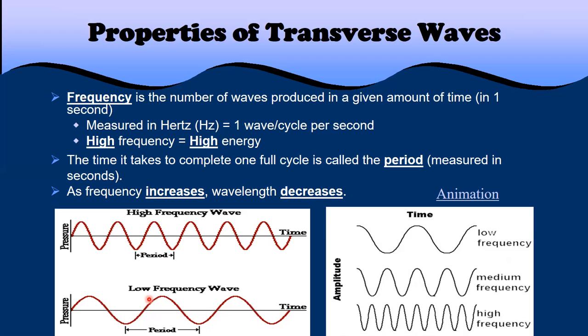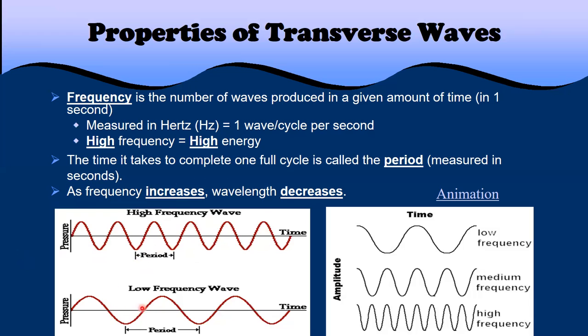Now, that's frequency, which is how much is done in a given time. A high frequency means a very short wavelength. A lot of waves pass through in a short amount of time. That's a high frequency. Now, if we do the opposite, if frequency decreases, then wavelength will increase. So it's just the inverse.